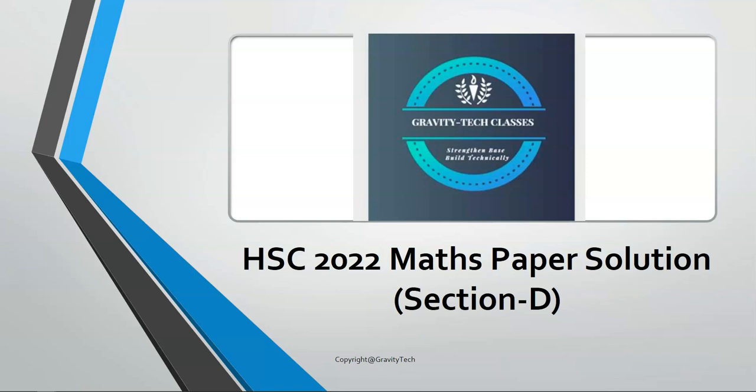We are solving the mathematics and stats paper of HSC, that is the 12th board, and we have already covered section A, section B and section C in previous videos. This paper is of March 2022, the last year paper. For each section I have uploaded separate videos. If you want to look at the solution of section A, section B and section C, please go through the previous videos which I have posted with the detailed solution. This video will cover the solution for section D of the March 2022 HSC board paper.